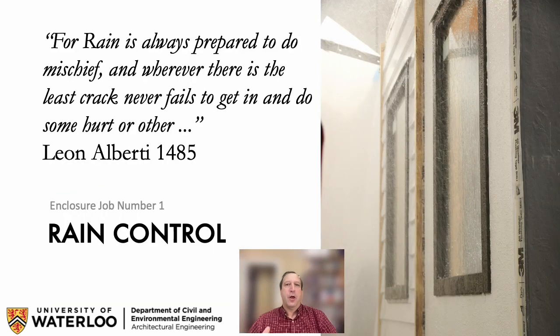So the function of rain control, or water control more generally, is very important. It's kind of job number one. It's the thing that's been challenged of our buildings, and yet it is one of the more fundamental requirements of our building enclosures. And just as an example, this is a quote from 1485 from Leon Battista Alberti, who wrote the four books of architecture, which were loosely cribbed from the ten books of architecture by Vitruvius.